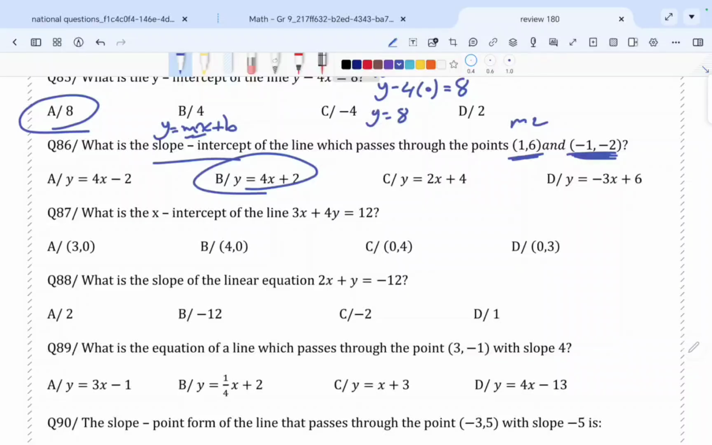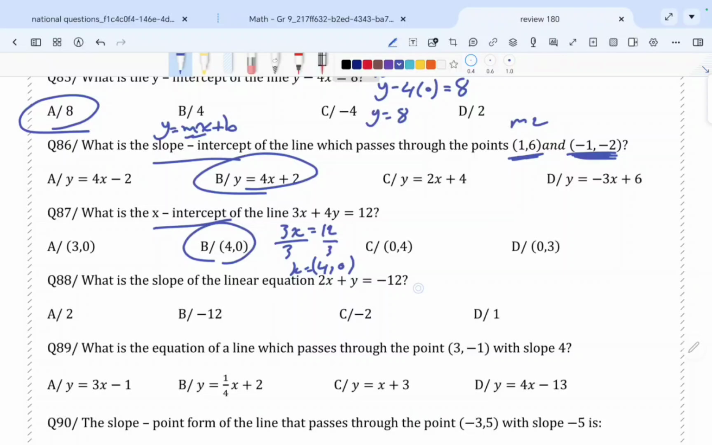Okay. Question 87. What's the x-intercept of the line 3x plus 4y equals 12? X-intercept, so y equals 0. It will be 3x equals 12. Divided by 3, divided by 3. X equals 4. It's on the x-axis, so it will be (4, 0). This is the correct answer.